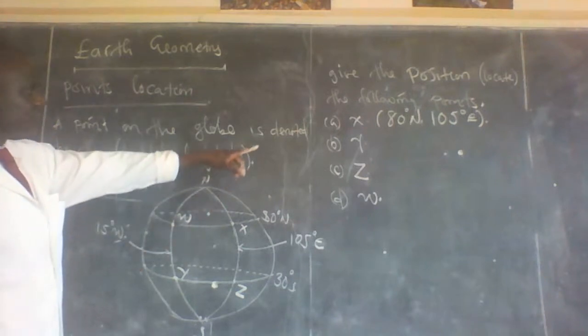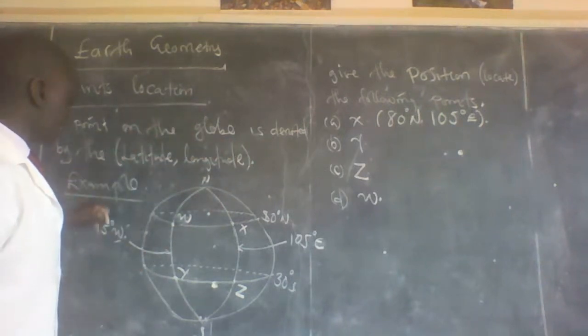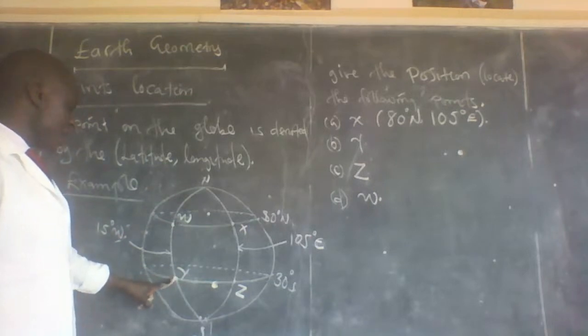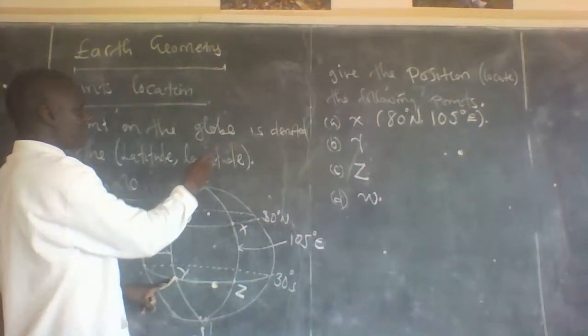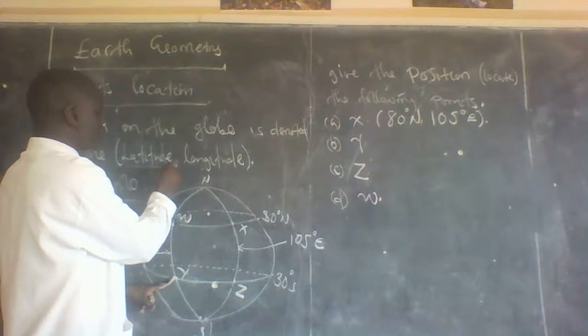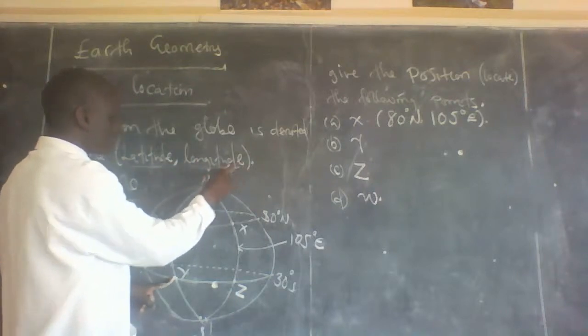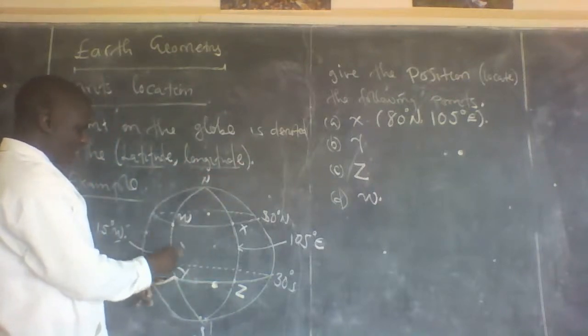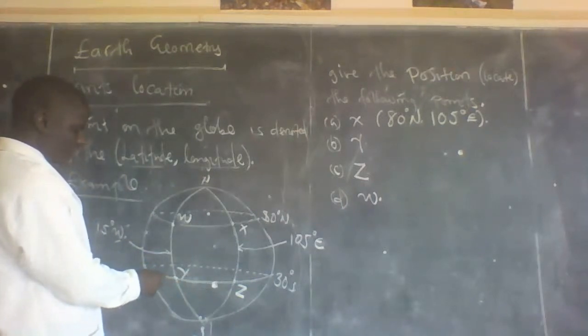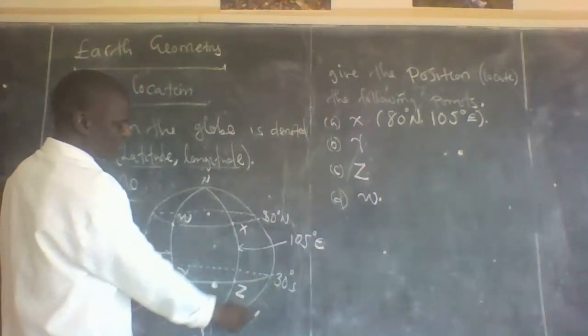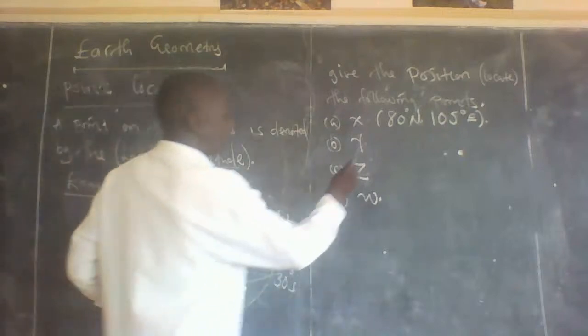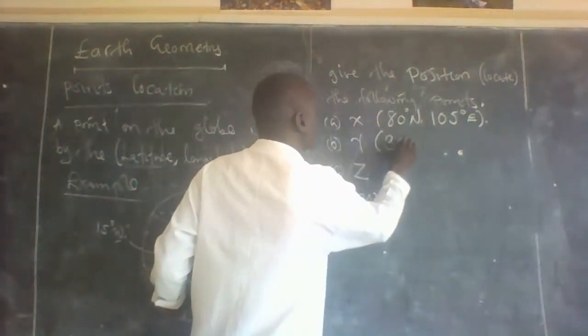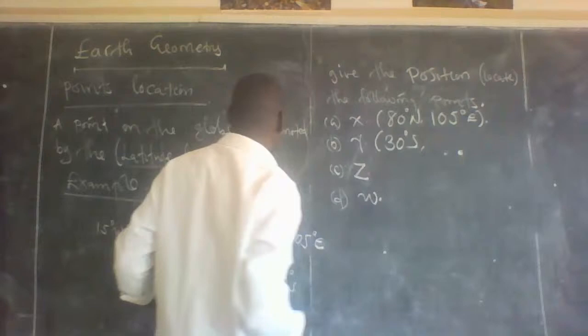We're done with X, let's go to Y. Y is right here. So likewise, we start with the latitude, we separate with a comma, then we go to the longitude. So what is the latitude here? Our latitude now is in the southern hemisphere, which is 30 degrees south. So Y is 30 degrees south, comma.